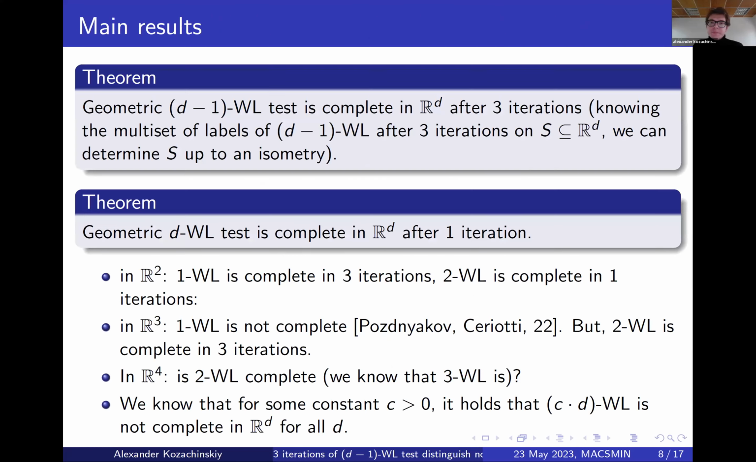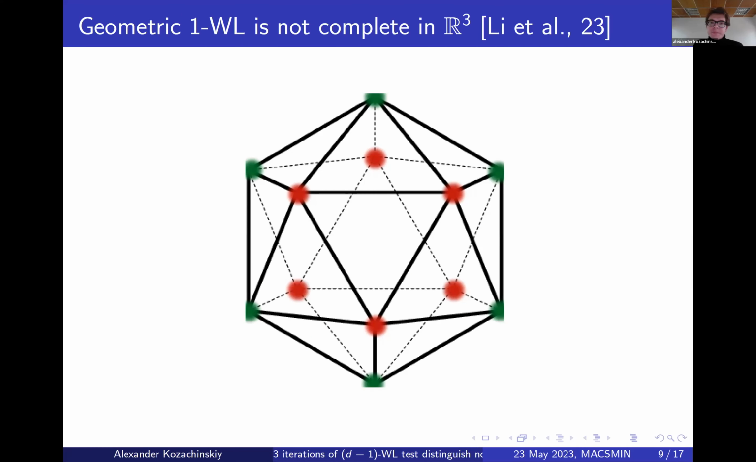Still, if you run 1WL, it will produce the same multisets of labels after each iteration. Already after the first iteration, every node will get the same label, because every node in both point clouds has the same multiset of distances. Then after the second iteration, you will just have a multiset of distances to points that have the same label. So it will also be the same in both point clouds, and they cannot be distinguished.